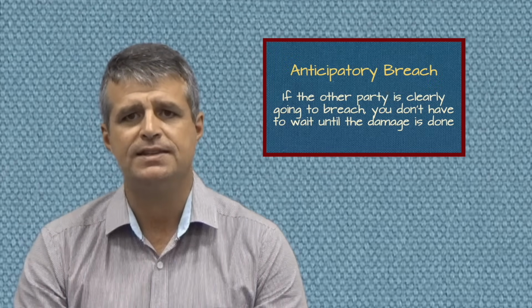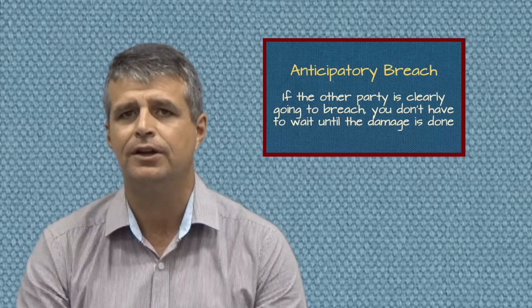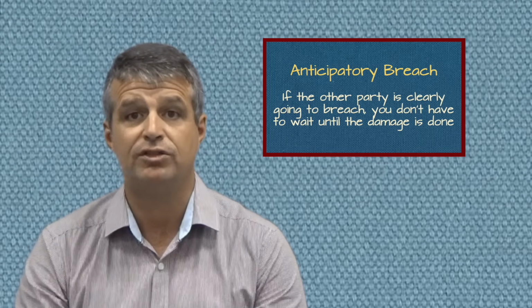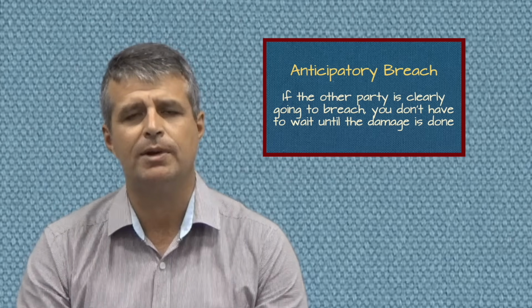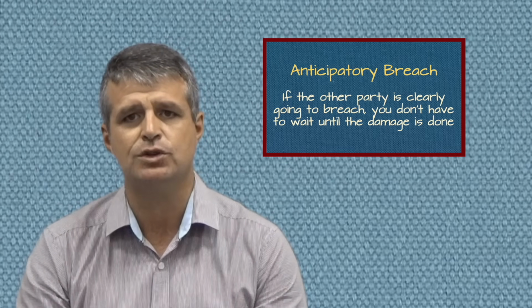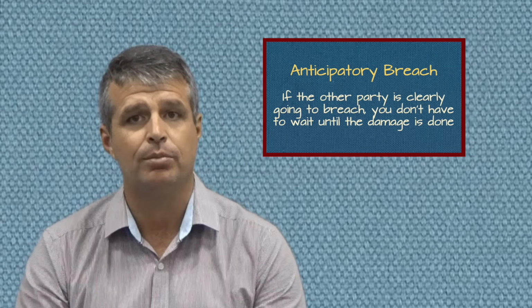A third type of breach is a special breed of repudiation which we call anticipatory breach. This happens where the time hasn't yet come for someone to deliver on their promise, but it's clear to you that they're not going to. Well, in that case, you can terminate the contract for breach and sue for damages immediately. You don't actually have to wait for the breach to occur.